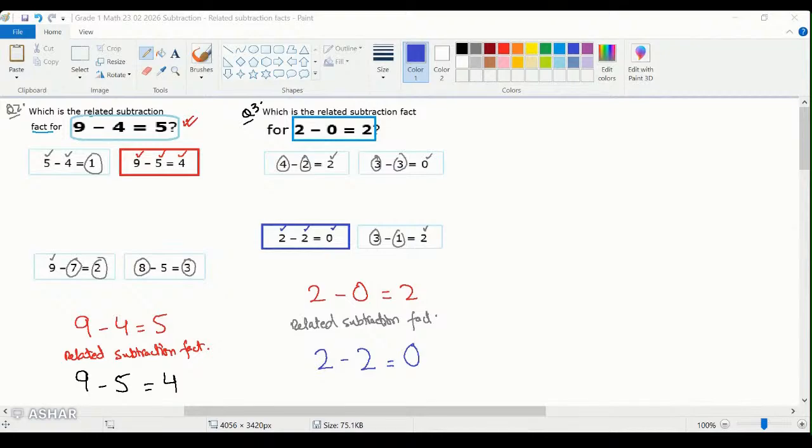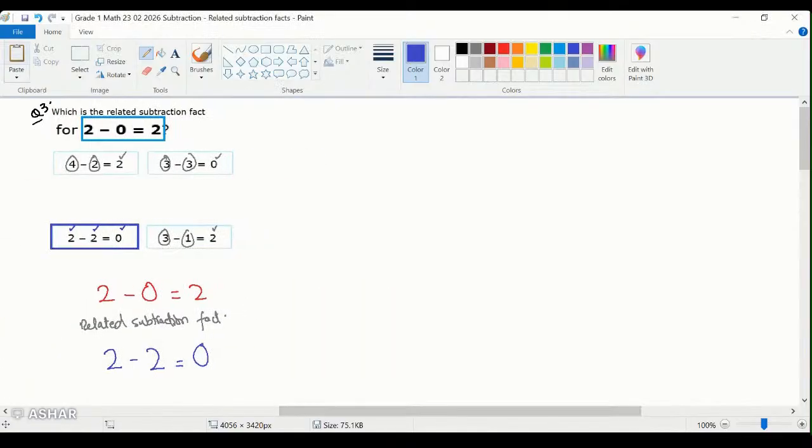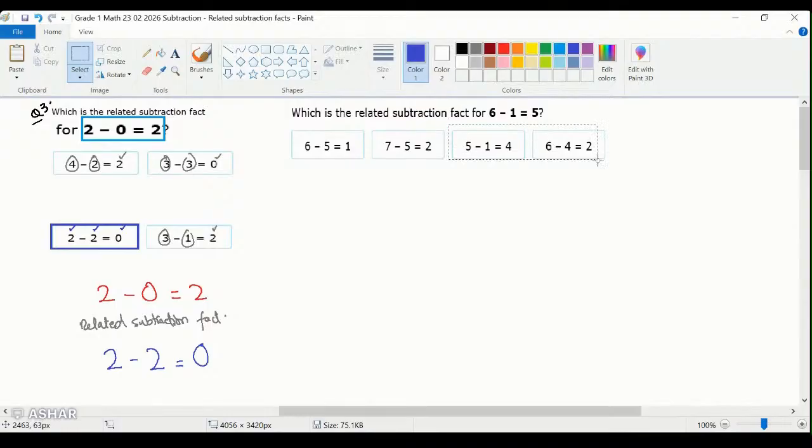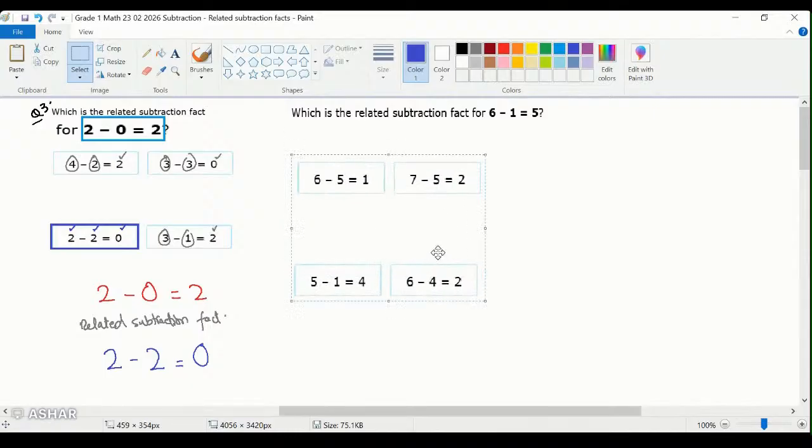Okay. For the next question that we have, it says, which is a related subtraction fact for 6 minus 1? Okay, let's have a look at this. Let's try to simplify all of these first and see what their answers can be. If this is the question, they're asking for a subtraction related fact. Let this be question number 4, right?